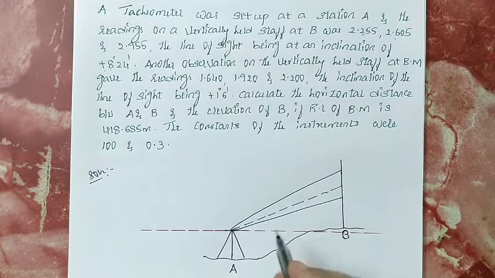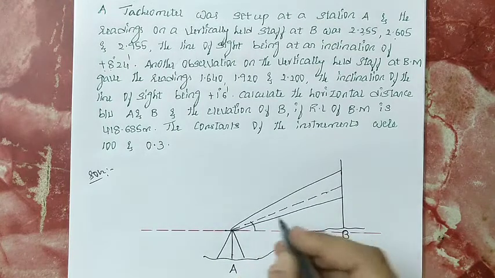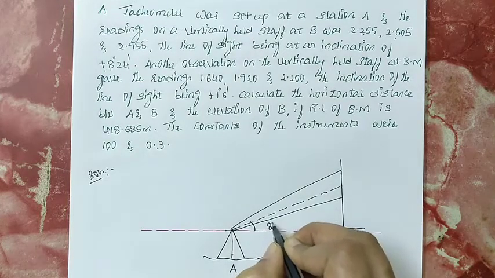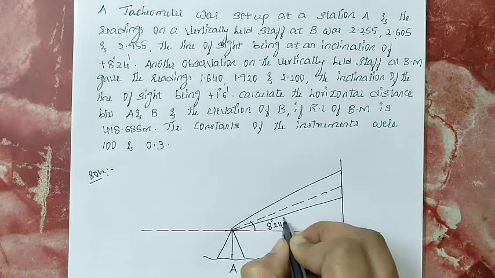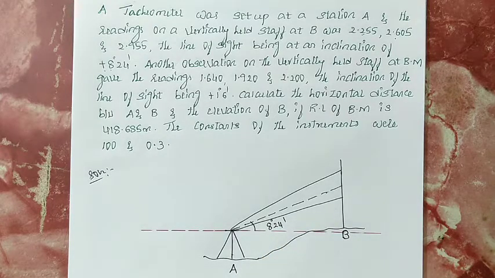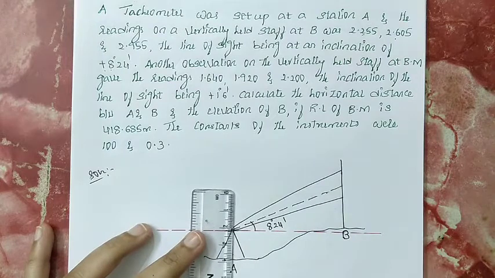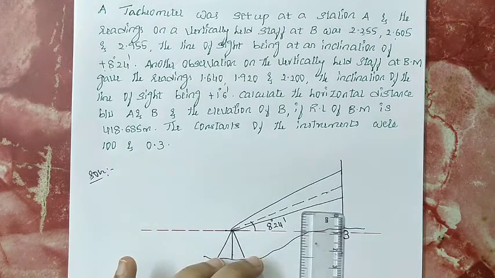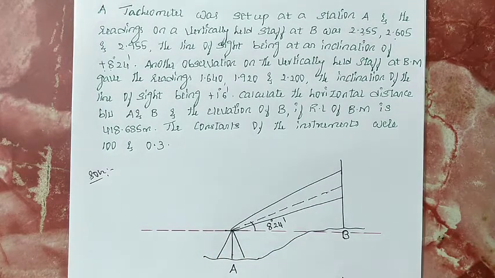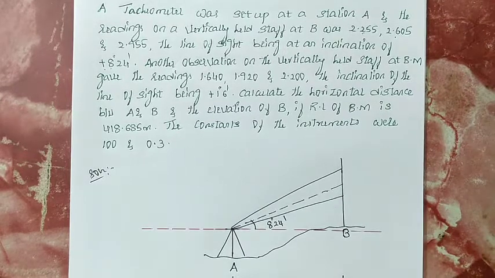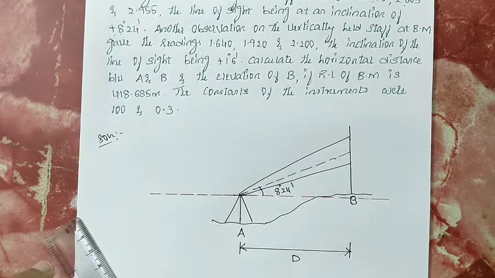You can observe here this is the angle of elevation, that is 8 degree 24 minutes. The distance between A and B station, call it as D. You need to calculate it, that is D, the distance between the station A as well as B.